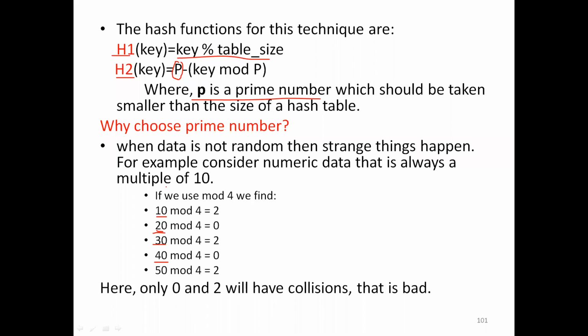When I apply the first hash function, it always comes with the same hash value, repeatedly 2, 0, 2, 0, 2, 0. So it's not working. Always a collision occurs. If I choose a prime number instead of 4, it will be better. Here only 0 and 2 will have collision. That is bad. So what should I do? Instead of 4, what number should I choose that will be good enough to store the elements into the hash table?